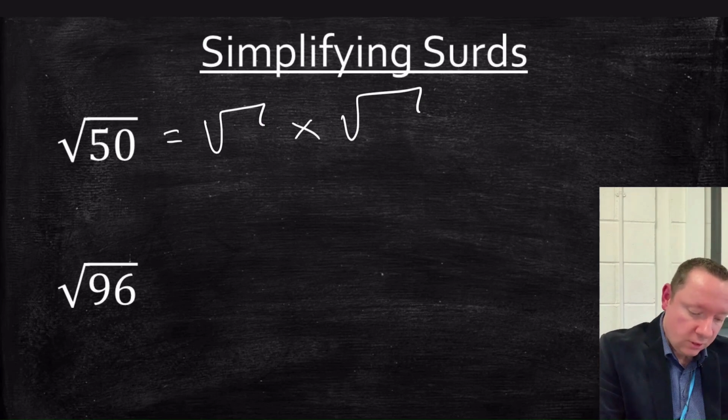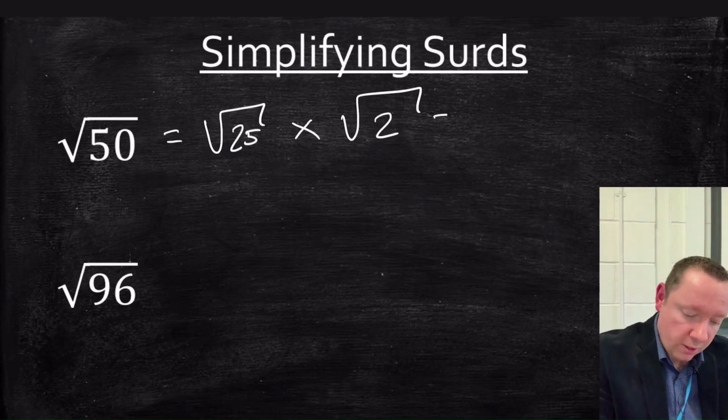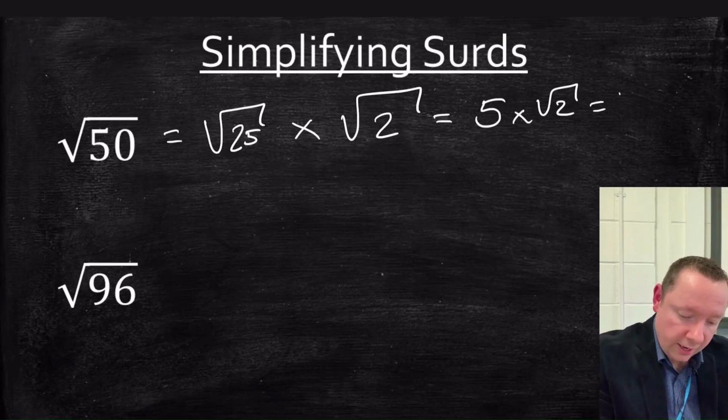So 25 goes into 50, so I can write that first, times 2. I then just square root my 25 to get 5 times root 2. So that is 5 root 2 simplified.